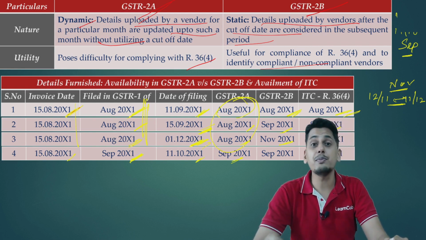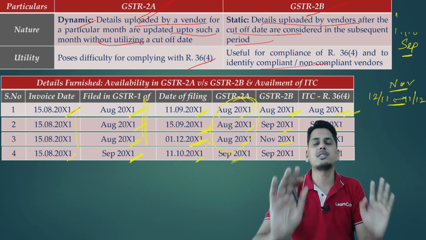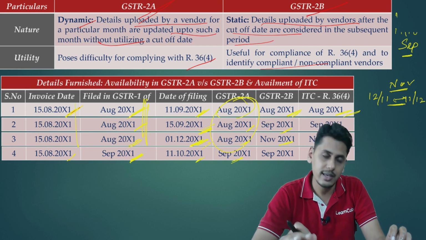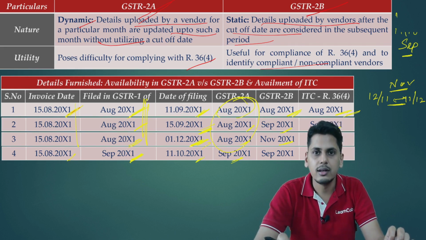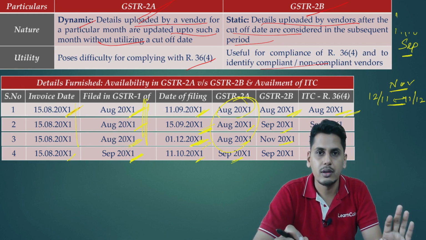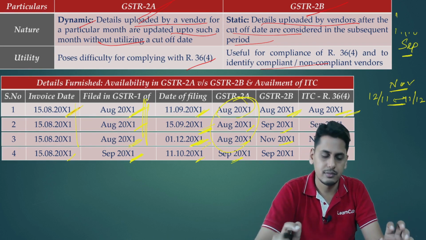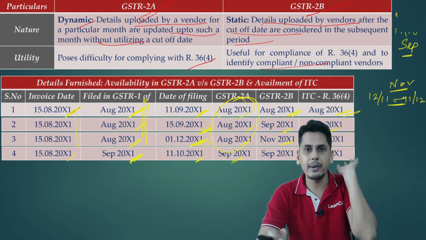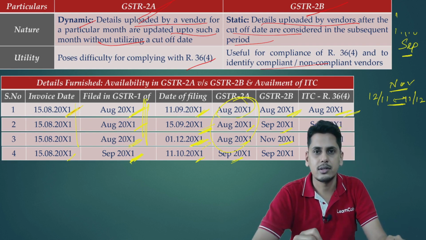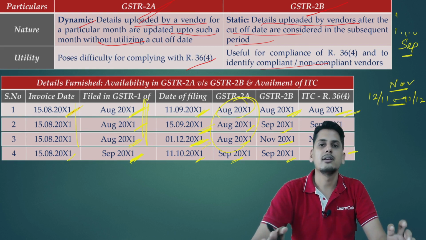Now friends, in which month GSTR-2B it is going to come? He has filed it in which one? September month. He has filed it in September month GSTR 1. So we have to check, will it appear in 2B of September? For it to appear in 2B of September, September month's return should have been filed by 11th of October. Is it filed by 11th of October? Yes. So it will appear in 2B of September. Credit September month's return.